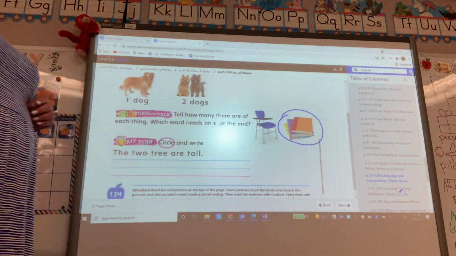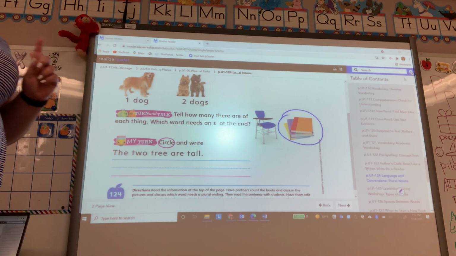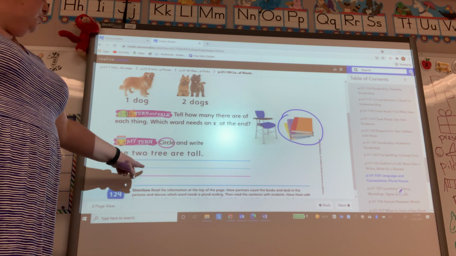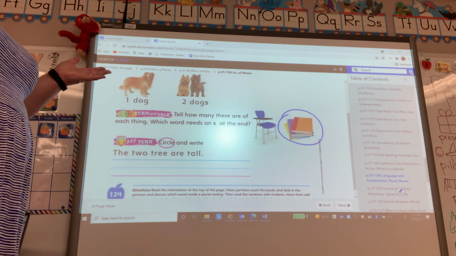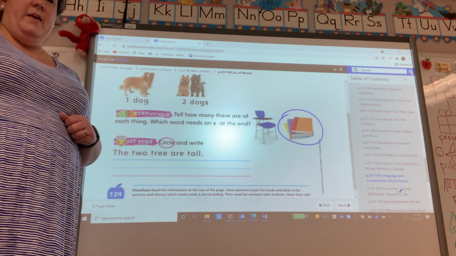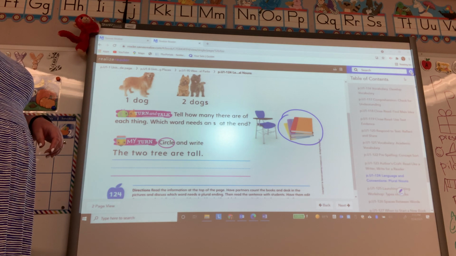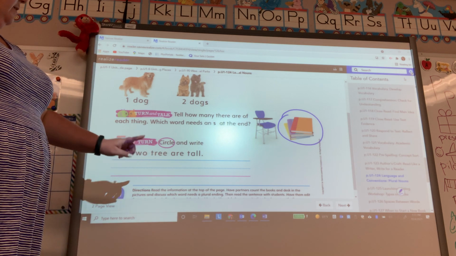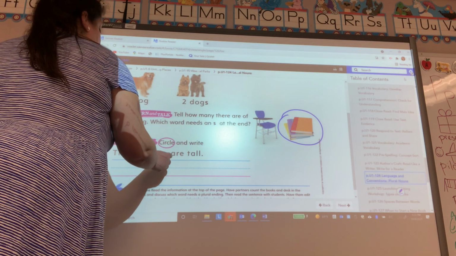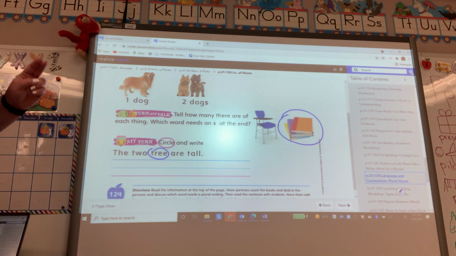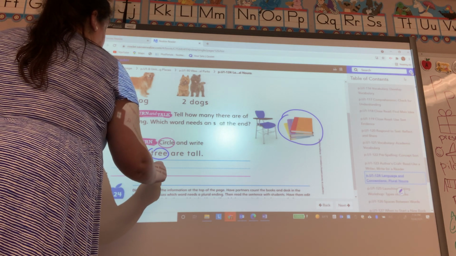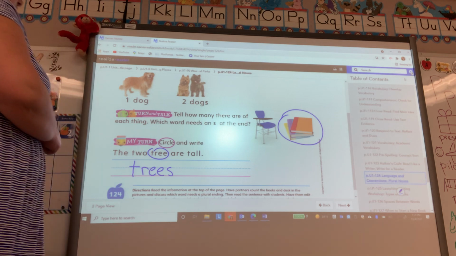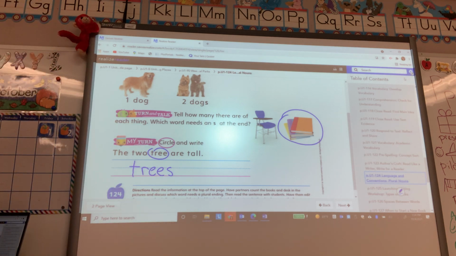Now I want you to listen to this sentence and tell me if you think it sounds right. The 2 tree are tall. Does that sound correct? It is not correct. And the word that is wrong is tree. Because it says 2 in front of it. So if there are 2, it can't be 2 tree, it's got to be 2 trees. We need to add the S to make that a plural noun. More than 1 tree.